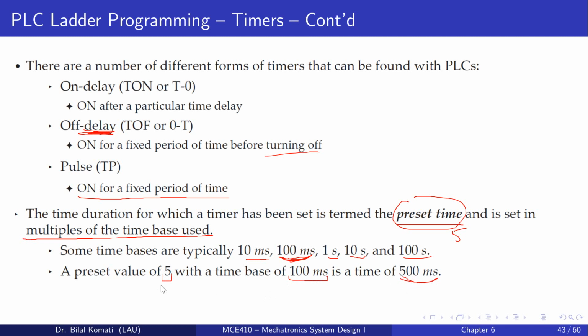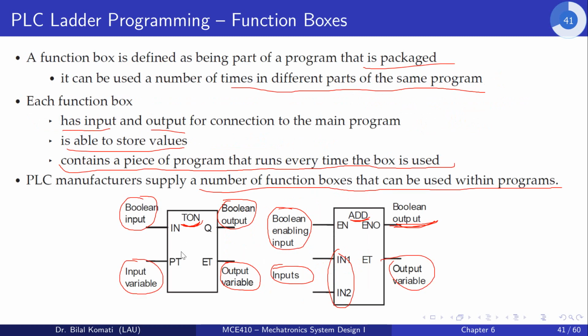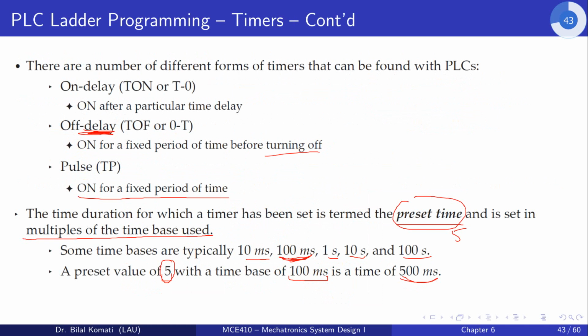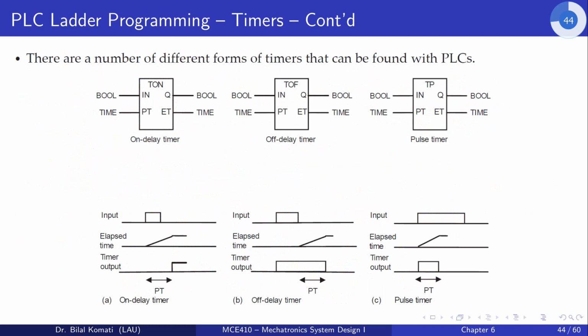This is important to look at, especially when we are looking at the diagram, where we give the preset time. So this is the preset time, usually this one. We give the 5, for example, to indicate the preset time. And then we have to look at the time base inside in order to know the value of the timer. Okay, so we have several different forms of timers that can be found with PLCs. We mentioned the on delay timer, the off delay timer, and the pulse timer. Each one has a Boolean input to say start the execution, and has the preset time.